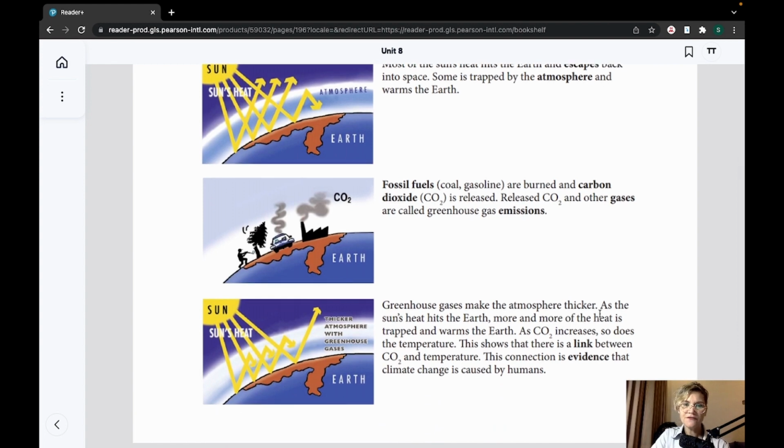Picture 2. Fossil fuels, coal, gasoline are burned and carbon dioxide, CO2, is released. Released CO2 and other gases are called greenhouse gas emissions. So we've got carbon dioxide, gases, and emissions.